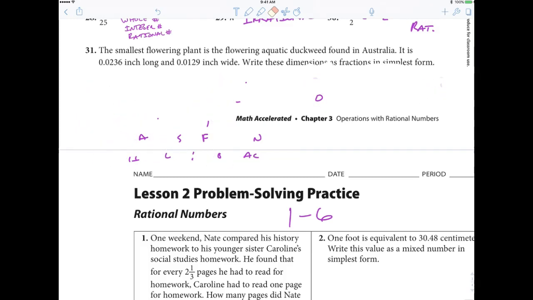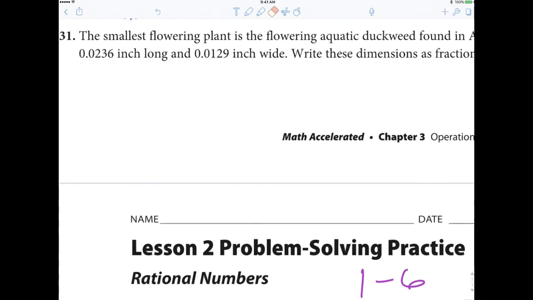It says that the smallest flowering plant is the flowering aquatic duckweed found in Australia. It is 0.0236 inches long and 0.0129 inches wide. Write the dimensions as a fraction. This should be pretty easy, even though the numbers are kind of obnoxious. If you remember, tenths, hundredths, thousandths, ten-thousandths. Do you agree with that? So it would just be 236 over 10,000. Do you agree?